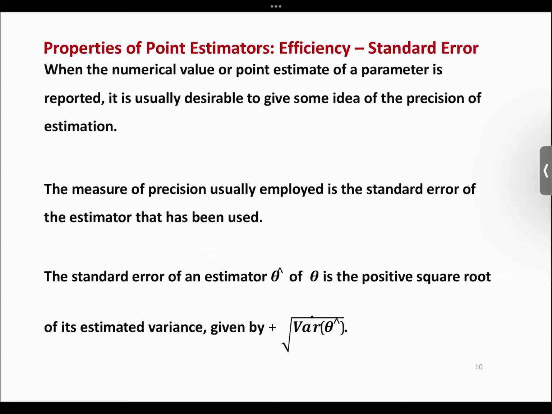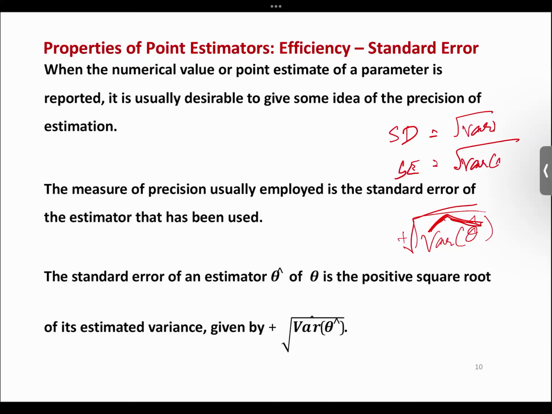And there's also something called standard error. Standard error is basically the positive square root of the variance of the estimator, the variance of theta hat. The square root of this is your standard error. It is very much similar to standard deviation, which was the square root of your variance. But standard error is the square root of your estimated variance. That's why you give a big hat here.